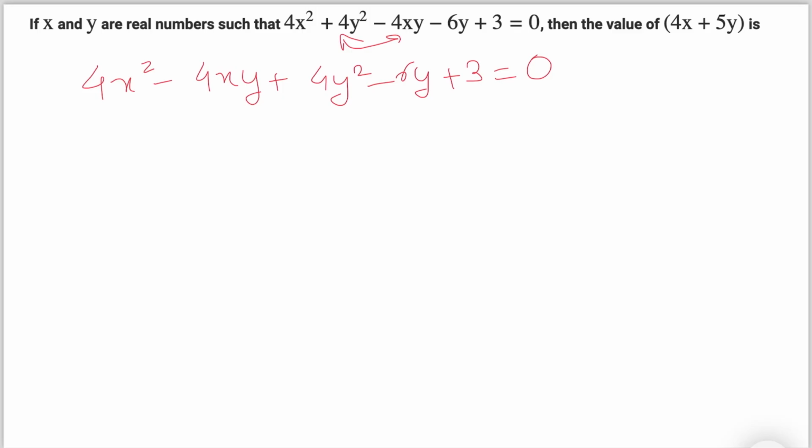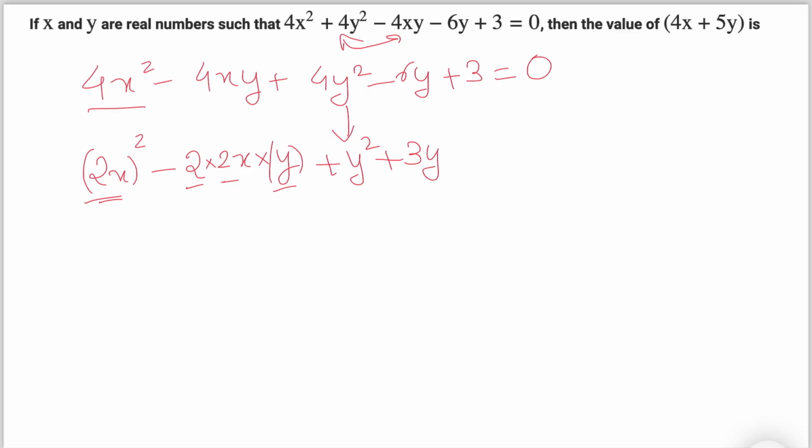Now, if you observe closely, guys, this part is 2x the whole square minus 4xy can be split as 2 into 2x into y. So I already have 2x square minus 2 into 2x into y. It's like a square minus 2ab. I simply need a b square term, means I simply need a y square term. So what I will do is the 4y square I will split as plus y square plus 3y square. And the remaining two terms as it is, minus 6y plus 3 is 0.